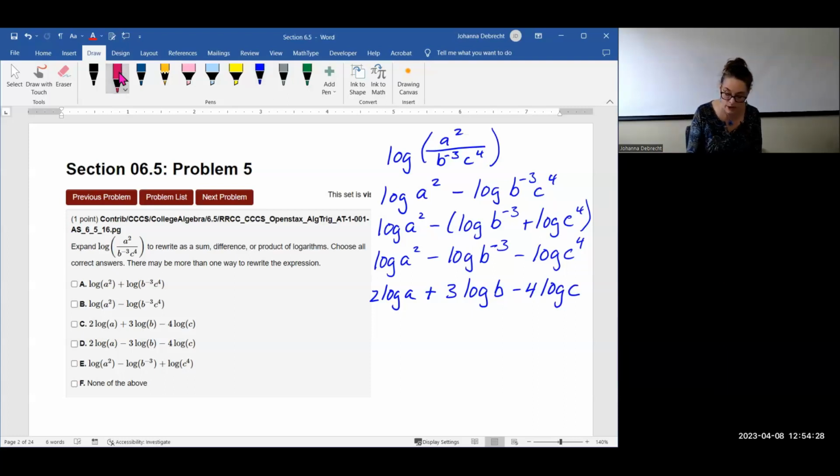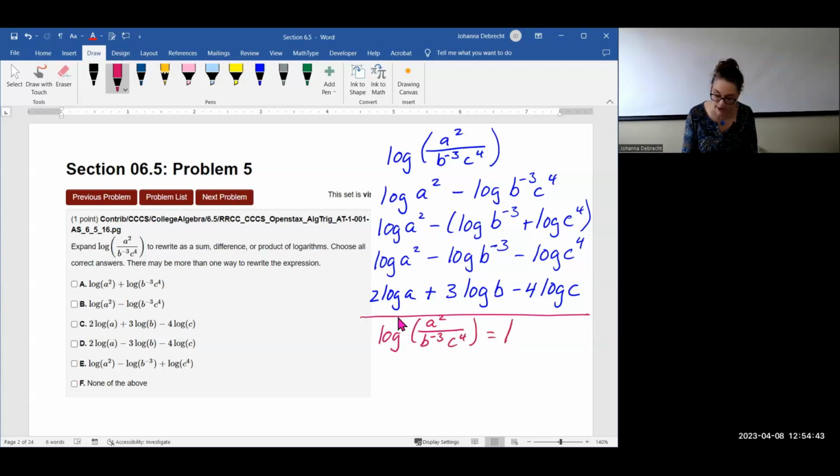If I start back over at the original, back up here at the top, notice that I have a negative exponent on part of the answer part. I have this b to the negative 3. If I want to, I can rewrite it by moving that b to the negative 3 to the numerator, and that will change the sign to be positive. And then I would have log of a squared times b cubed over c to the 4th. And this then would split up, and I would have log of a squared b to the 3rd minus log of c to the 4th.